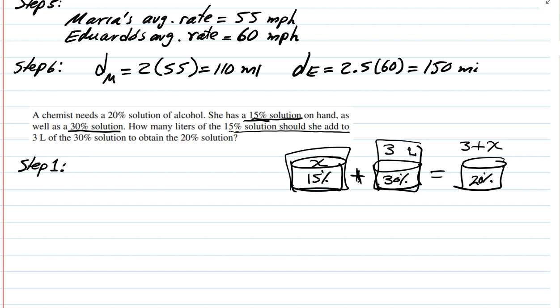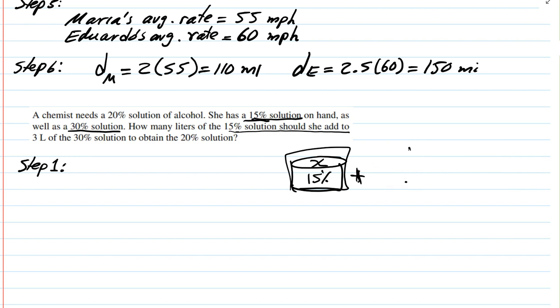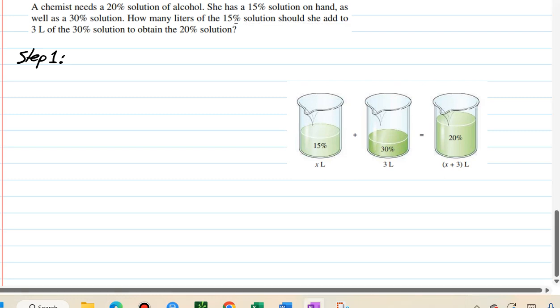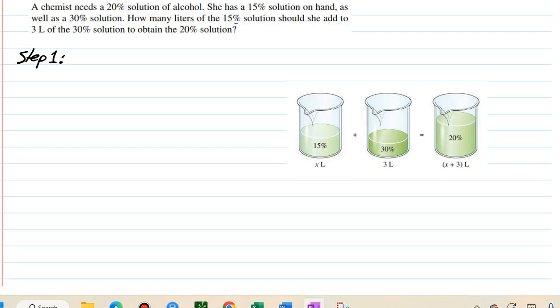Correct? So now that I've done this, let me give you a better diagram here. And here we are. I just brought this figure up for us. It's a better figure than the one I had, a better sketch. So we have so much of the 15%, 3 liters of 30%, and the final mix is that. So let's go through our steps here.